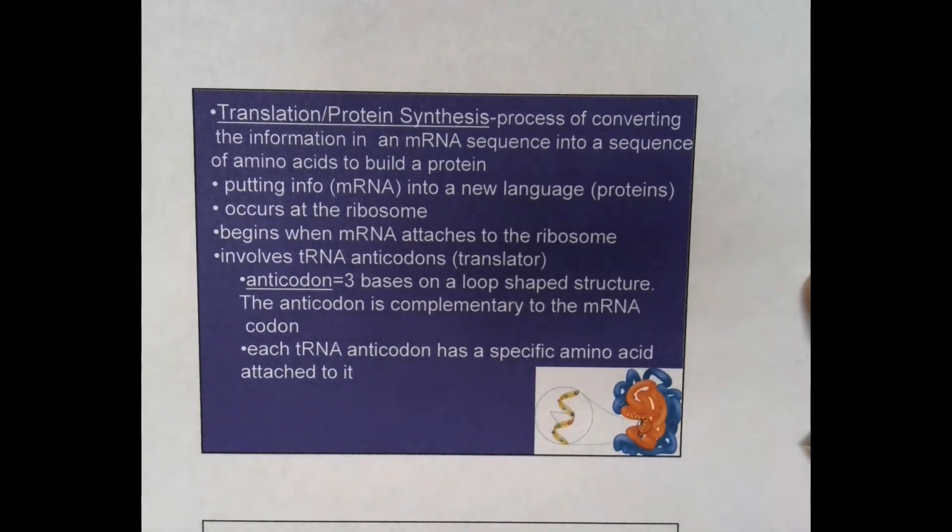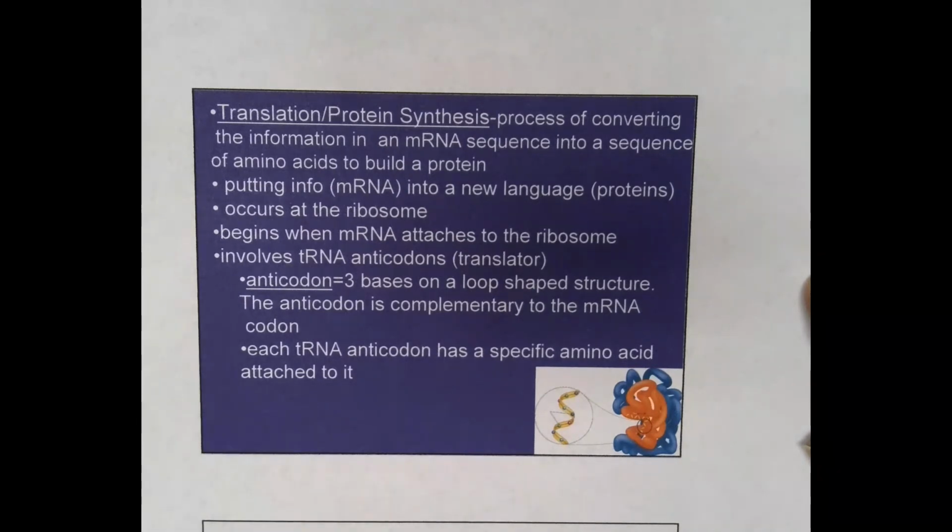Okay, we need that translator person, or in this case, the tRNA translator molecule. On the tRNA, there are 3 bases called an anticodon. I'm going to show you something else about that in just a second on the next slide. So there are 3 bases on this loop-shaped structure. The anticodon is complementary to the mRNA codon, right?